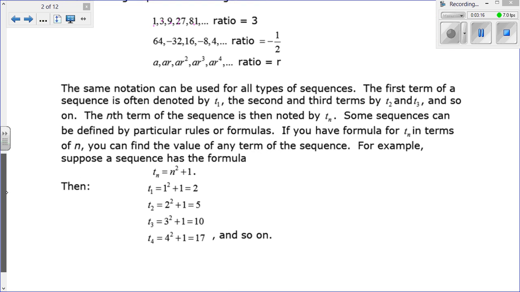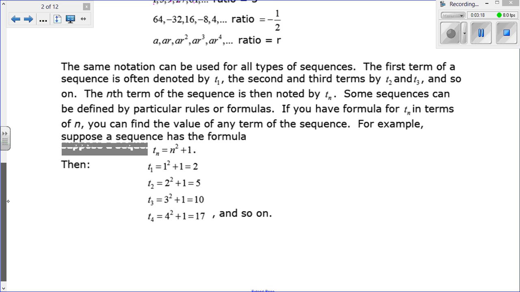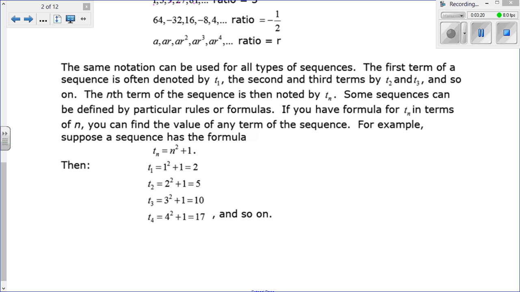The same notation can be used for all types of sequences. The first term of a sequence is often denoted by t sub 1. Sometimes you'll see a sub 1 as well, depending on the book you use. The second and third terms by t sub 2 and t sub 3, could be a sub 2 and a sub 3. And so on. The nth term of a sequence is then noted by t sub n.